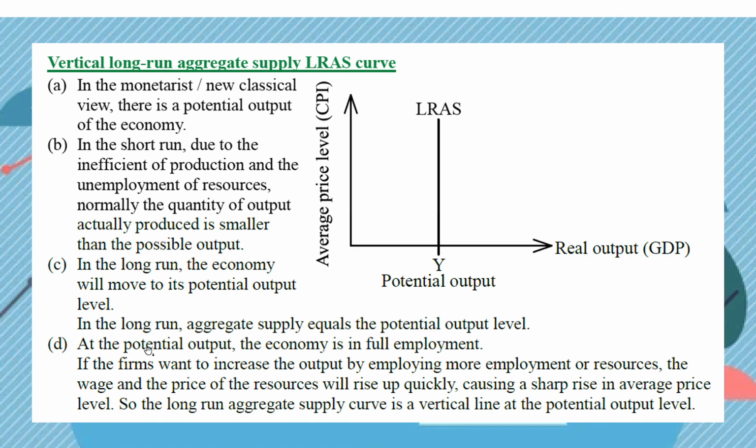If the firms want to increase their output by employing more resources, since the other people are already employed, that is impossible. Or you will increase the wage and the price of resources quickly, right? So it is a big increase in the average price level. You can't hire more people from a society point of view. Different firms compete for different employees, so the average price level and the wage increase, but the amount of employment is still the same. So it's a vertical line, perfectly inelastic.